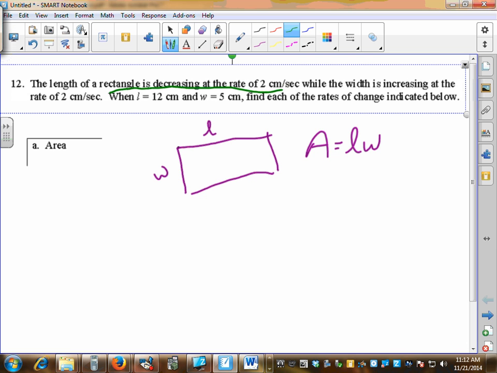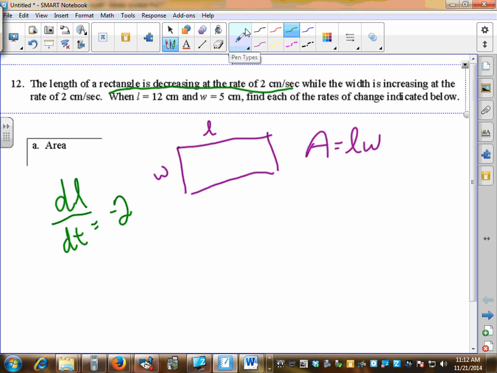So what about that first part, Will? What is that saying? That it's going to be negative 2 centimeters per second. Okay, and that's the what? What's changing? The length, dL over dt. And what kind of sign will that be then? Negative, because it's decreasing. You got it.